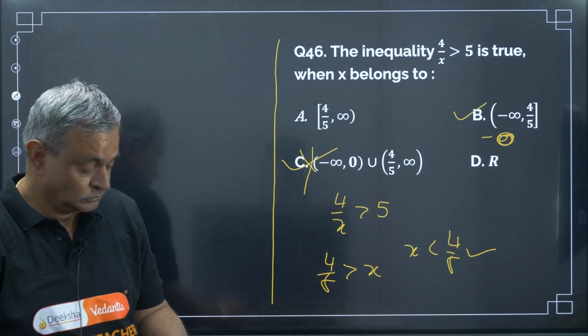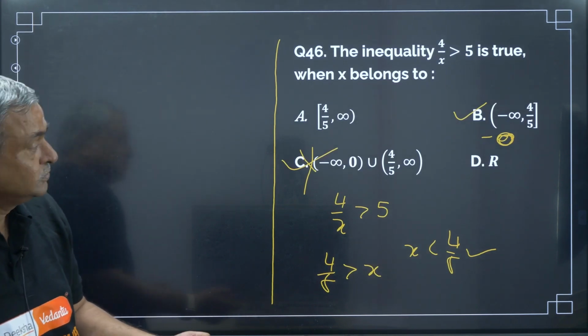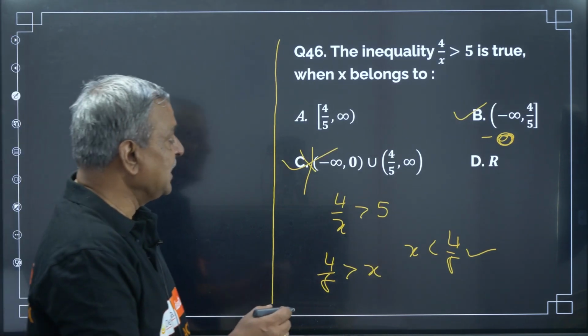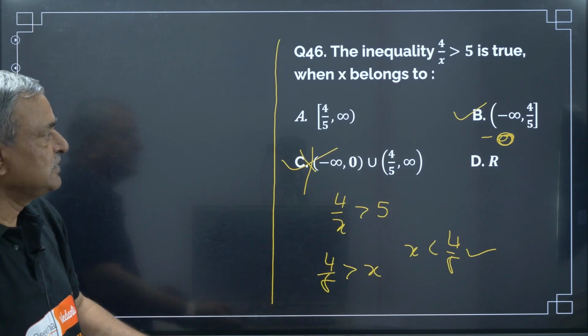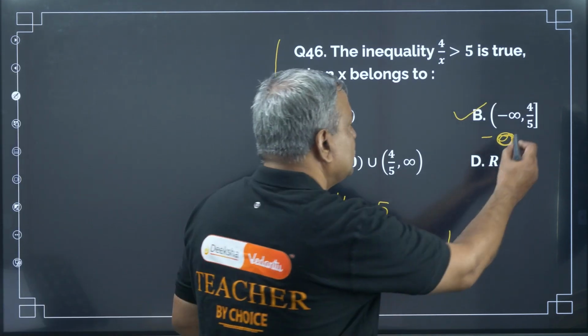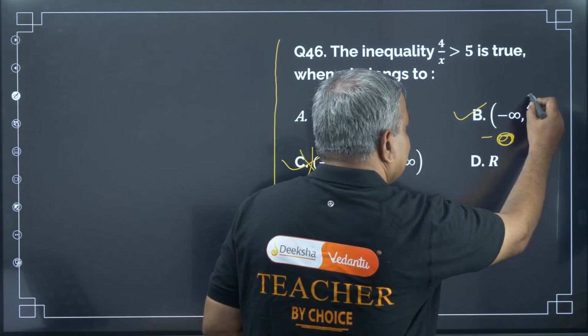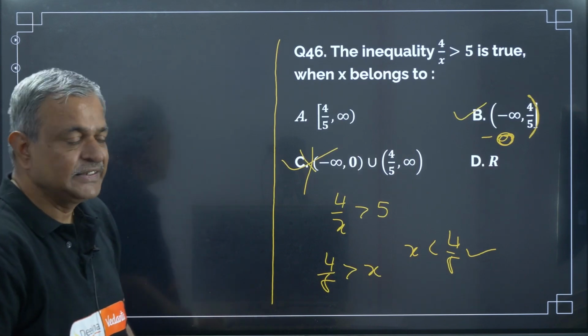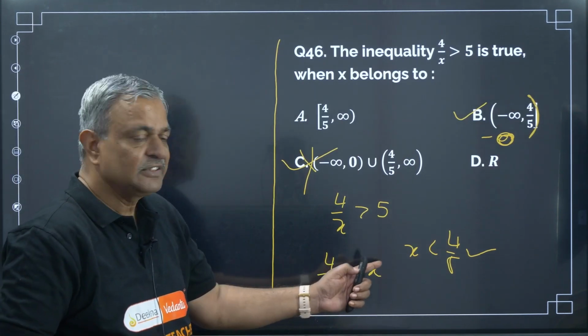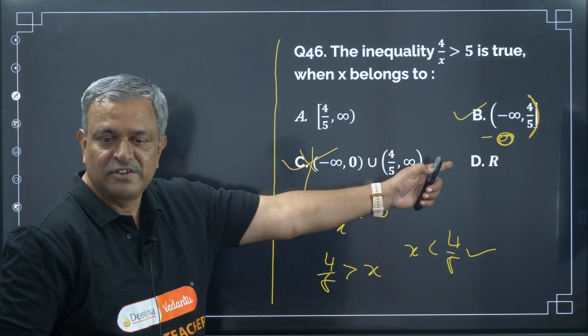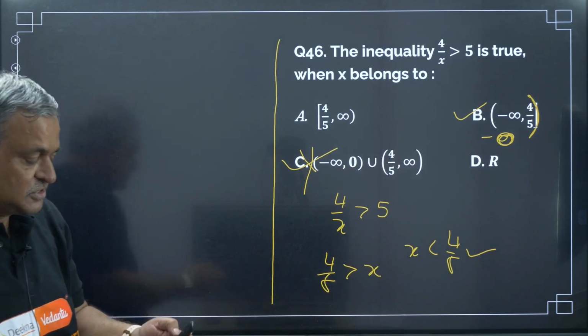Okay. Next case. If I write, this is x is less than 4 by 5. Option B is correct. The equal to sign won't be there. It's an open interval, and 0 you can't take. Okay, minus infinity to 4 by 5 and 0. That's an open interval. So there's a mistake here.